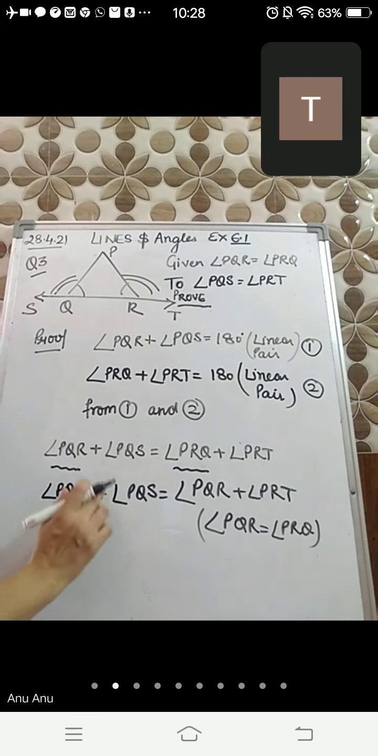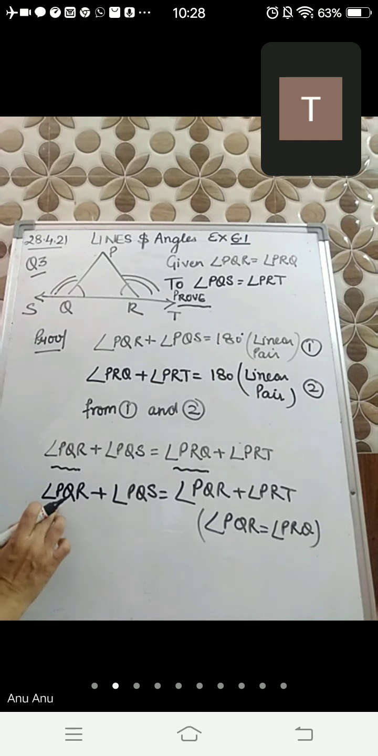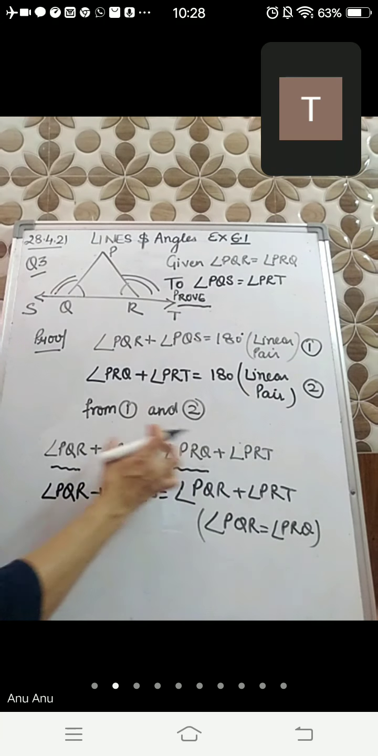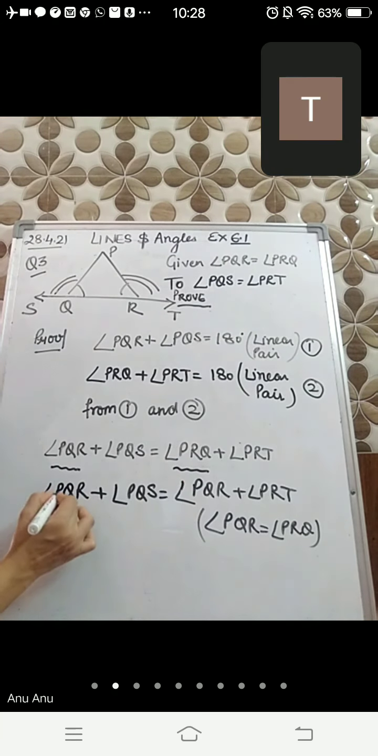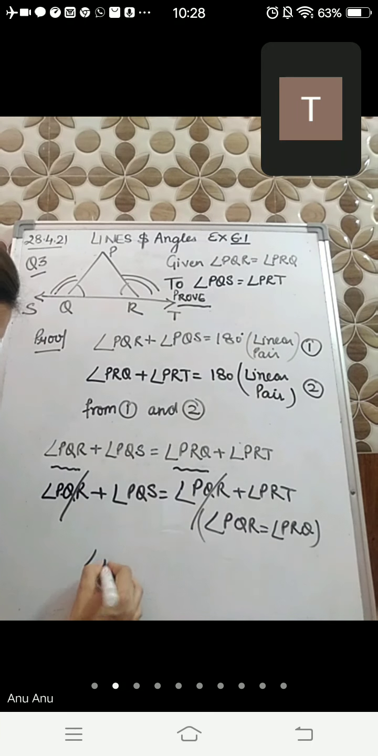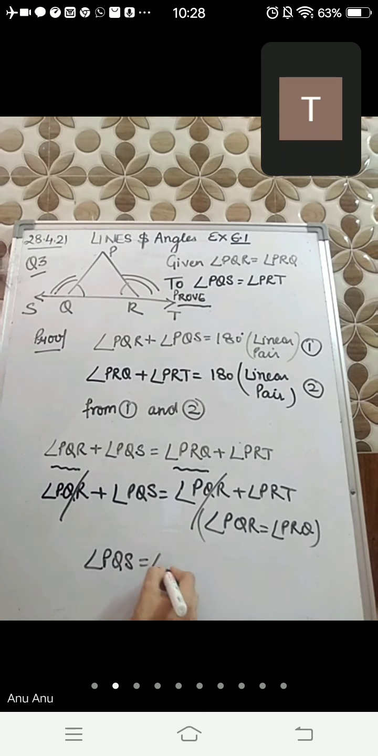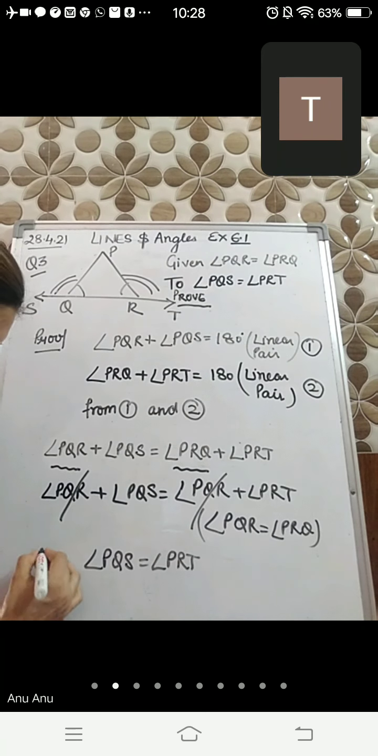Now, as you can see, these two angles are equal. So if you shift this angle to this side, it will become negative. This is in the plus form, this will be minus, and both will cancel out. So you are left with PQS is equal to PRT.